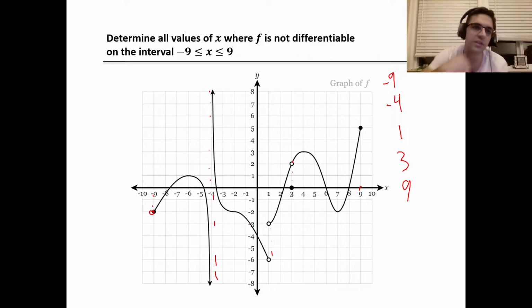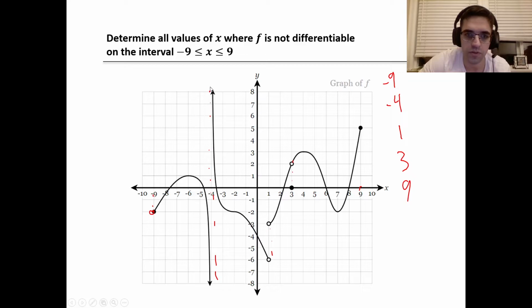All right, so here is a graph of a function f. We want to find when this function is not differentiable. So from -9 to 9 inclusive, -9 would be an endpoint, 9 would be an endpoint, so those would be not differentiable because we couldn't go from the left to the right for each of those.